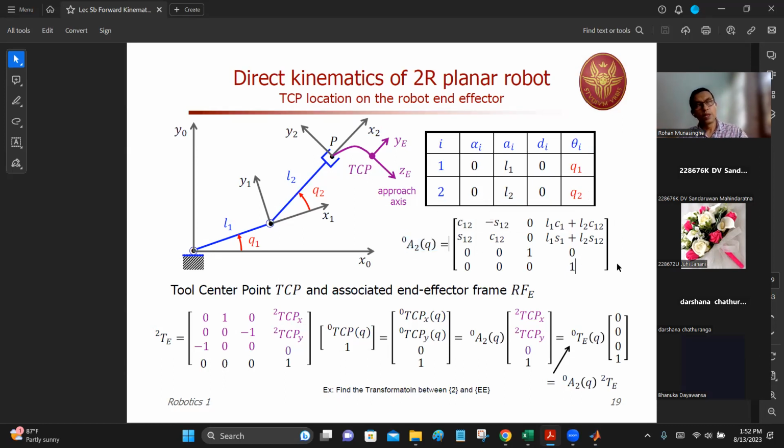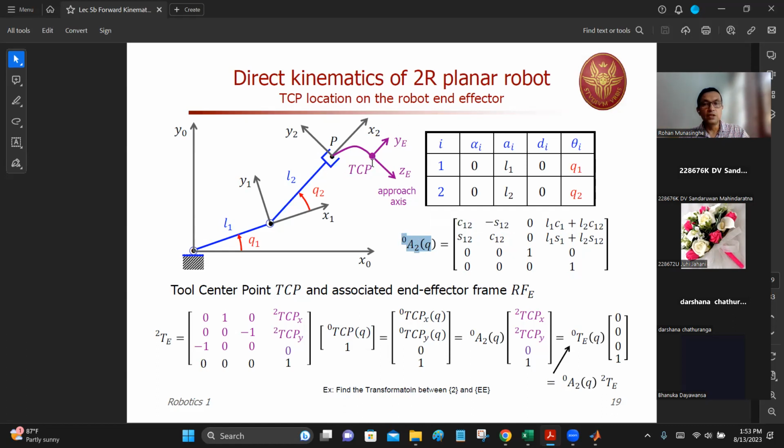Now you are at point P, starting from point 0 over here. And this 0A2 is your representation of point P. Now you have attached the tool, as you can see over here.